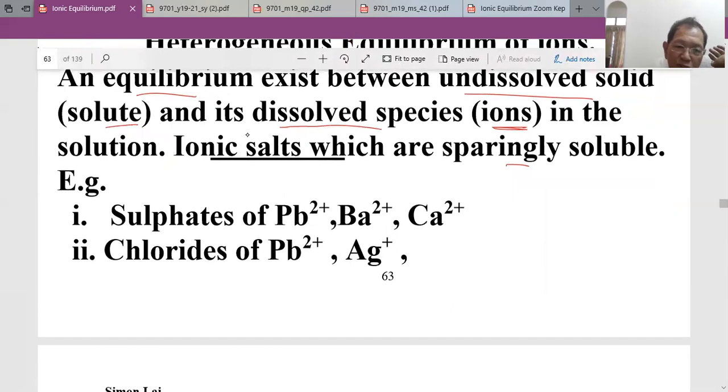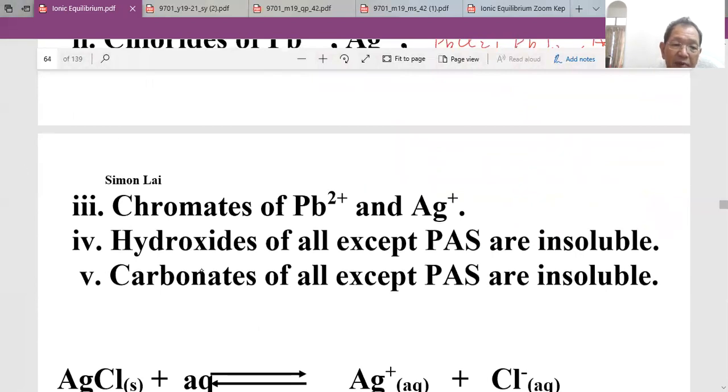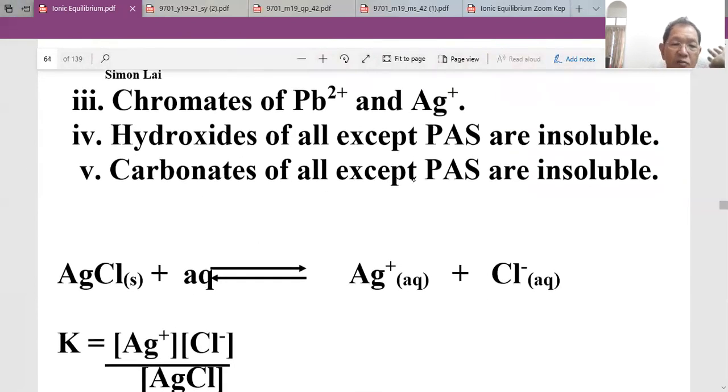Let me show something. Sulfates: lead sulfate is insoluble, barium sulfate is insoluble, a famous one. Calcium sulfate is insoluble; you use this to make plaster of Paris, when you injure or break your bones and you put on a plaster of Paris. Chlorides: lead chloride is insoluble, you know that. Lead iodide is also insoluble, the dancing yellow crystals, and silver chloride is also insoluble. We are going to talk about these. Chromates, especially hydroxides, carbonates, all these will be insoluble.